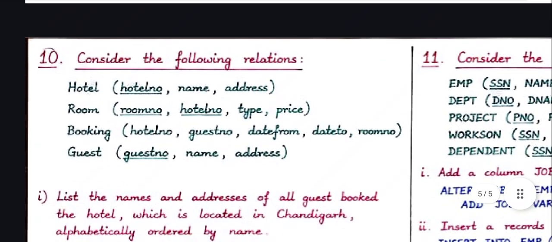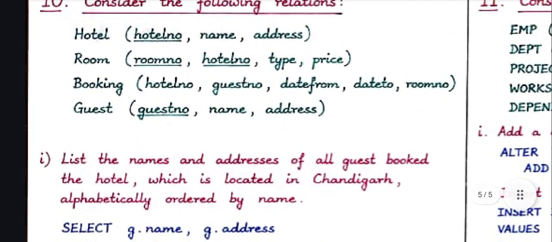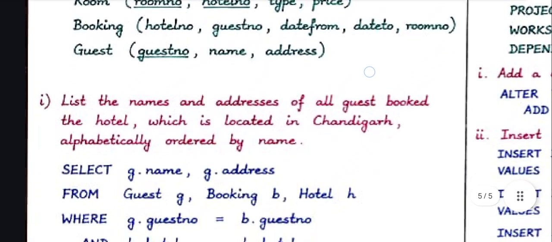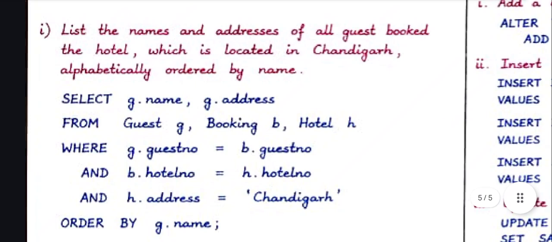Consider the following relations: Hotel (hotel number, name, address), Room (room number, hotel number, type, price), Booking (hotel number, guest number, date from, date to, room number), and Guest. List the names and addresses of all guests booked at the hotel located in Chandigarh, alphabetically ordered by name.